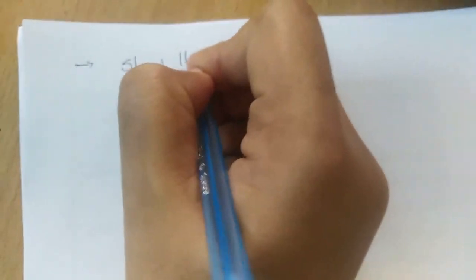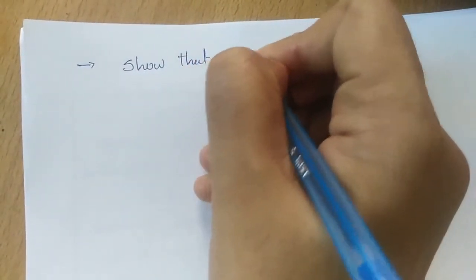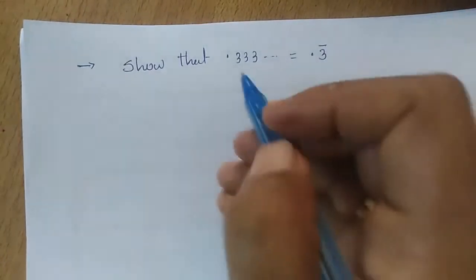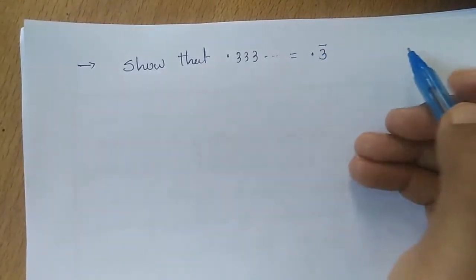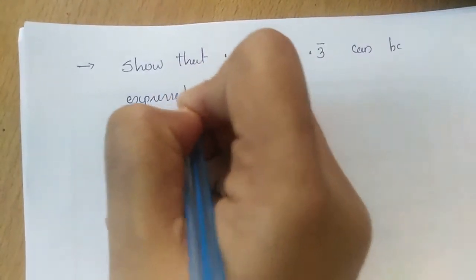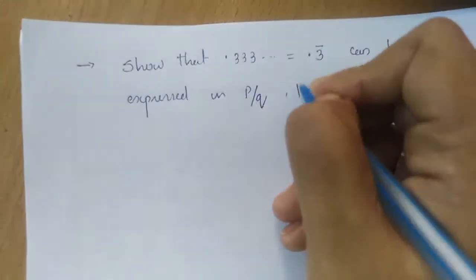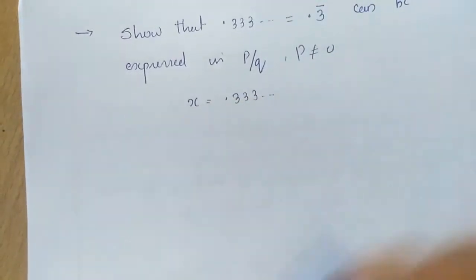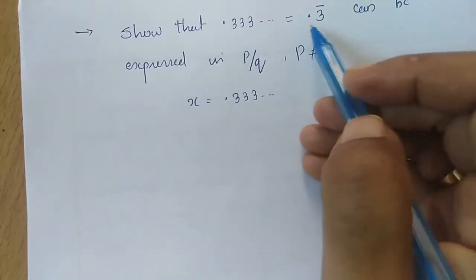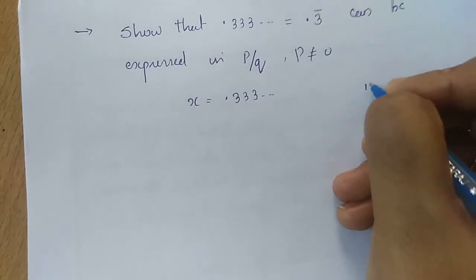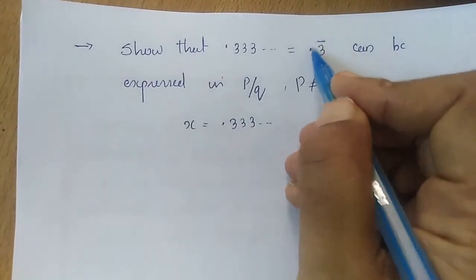Let's go to another type of example. The next question is, show that 0.333 etc., which we can represent as 0.3 bar, that means the value 3 is repeating, can be expressed in P by Q, Q not equal to 0. Okay, let's take x equal to 0.333, etc. Here the repeating digit is 3, that is 3 bar. So we have to multiply by 10, because a single digit is repeating.